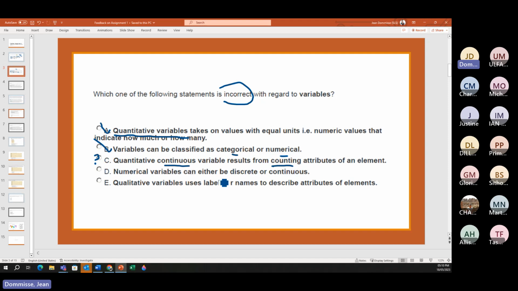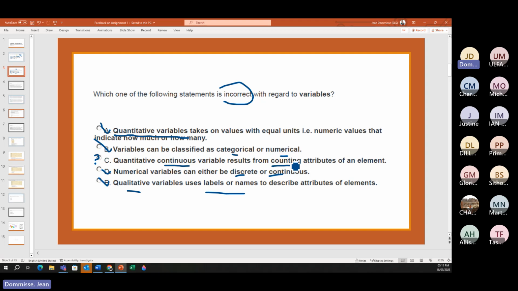Numerical variables can either be discrete or continuous. That we know is correct. And then, qualitative variables use labels or names to describe attributes. So qualitative is also correct. So Ian, you're right with continuous and for counting, because counting is 1 to 3, but when it's continuous, it can be 1.6 or 1.7 or 1.8 or anything else.